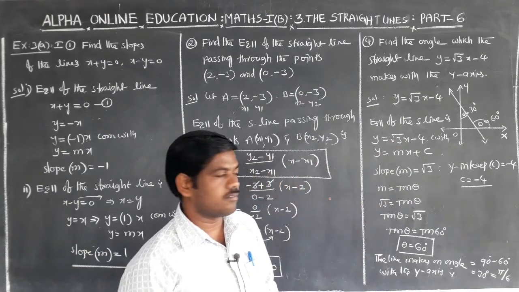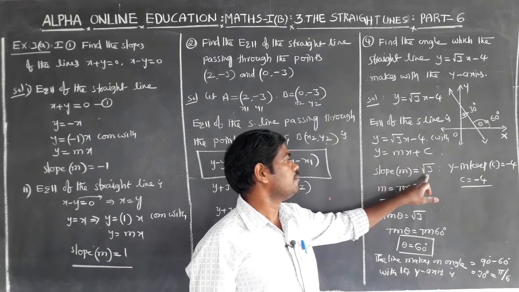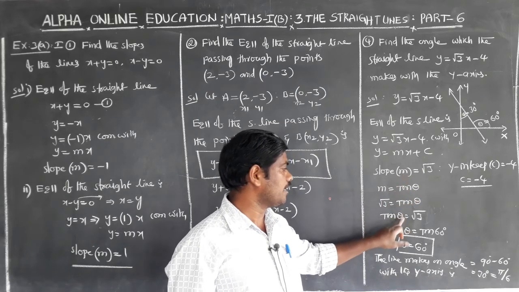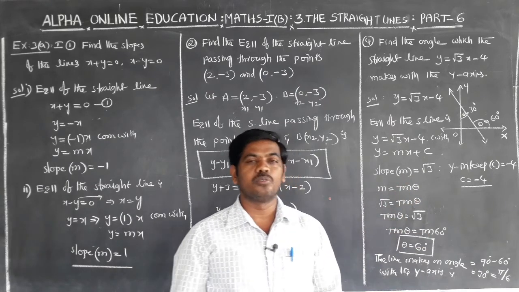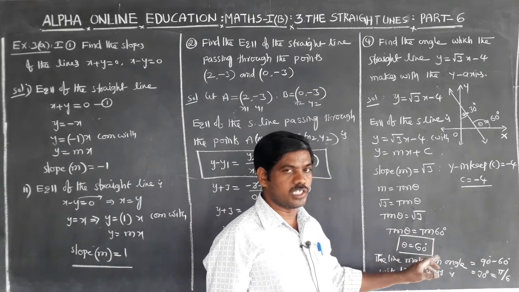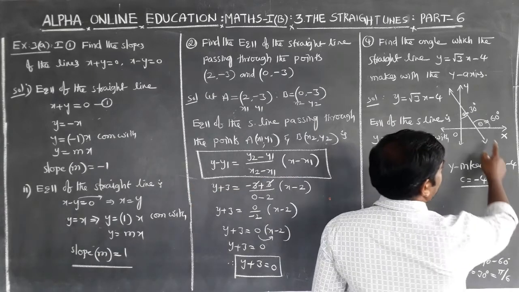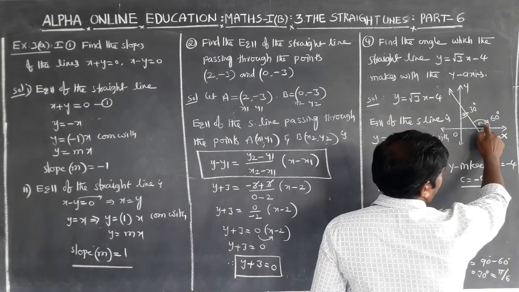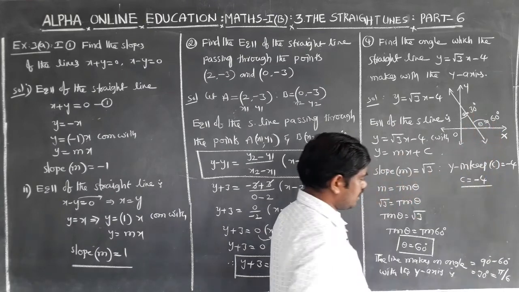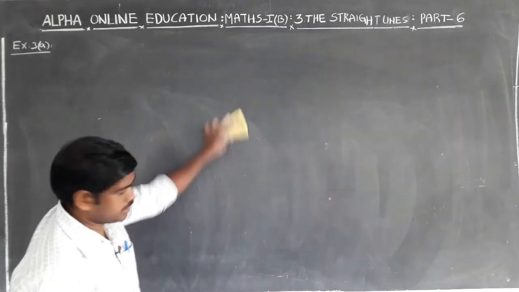First of all, compare the given equation with y is equal to mx plus c. Here m is equal to root 3. m means slope, and slope m is equal to tan theta. Tan theta is equal to root 3, which means theta is equal to 60 degrees. So the line makes an angle of 60 degrees with the positive x-axis, and with the y-axis it is 90 minus 60, which is 30 degrees. This is the problem.